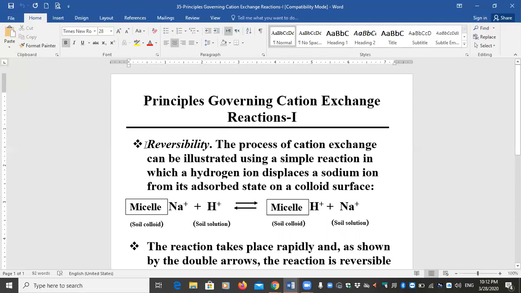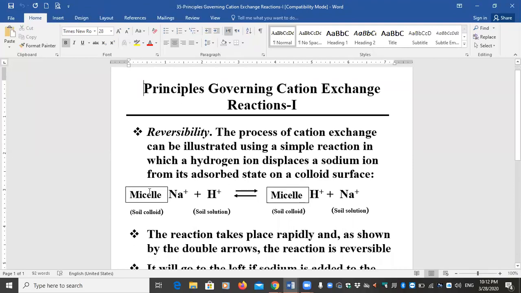The first is reversibility. It's easy to see what is going on from reversibility. The process of cation exchange can be illustrated using a simple reaction in which a hydrogen ion displaces a sodium ion from its adsorbed state on a colloid surface.